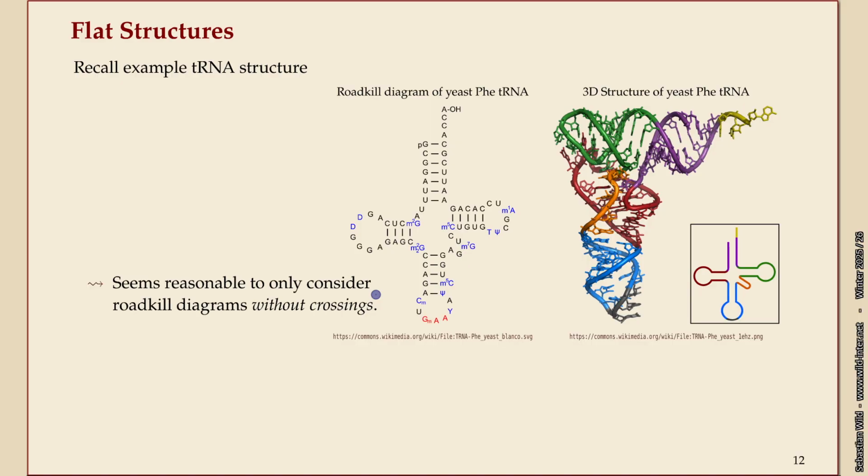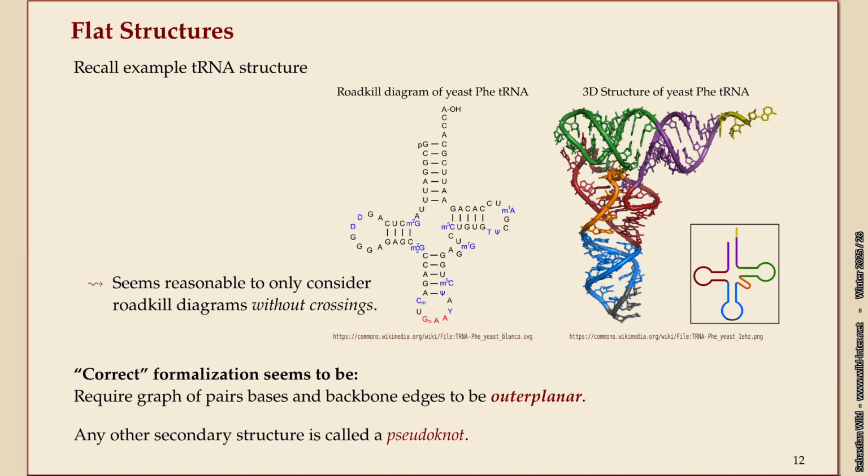It's also true that whenever in biology there's a rule, there's some counterexamples. So sometimes crossing structures exist, but the crossing only involves few pairs. And so we still get reasonable information about the overall structure if we ignore the crossing pairs and focus on getting the other ones right. And it turns out the right formalization here really is an outer planar graph.